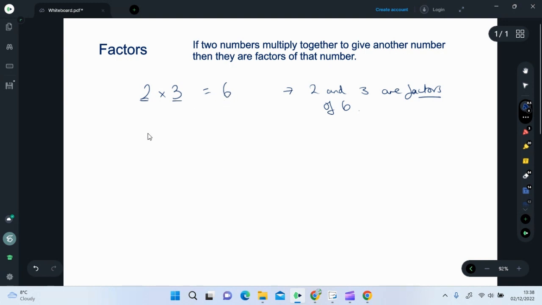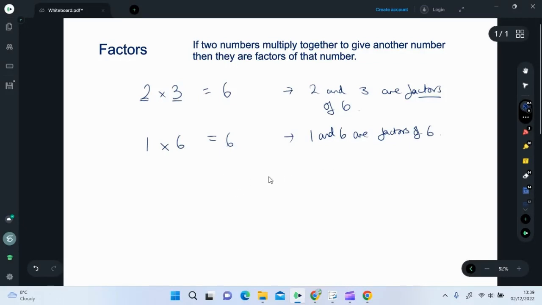Does 6 have any other factors? Well, think about the number 1. 1 goes into 6 exactly 6 times. So 1 times 6 gives us 6. This means that 1 and 6 are factors of 6.